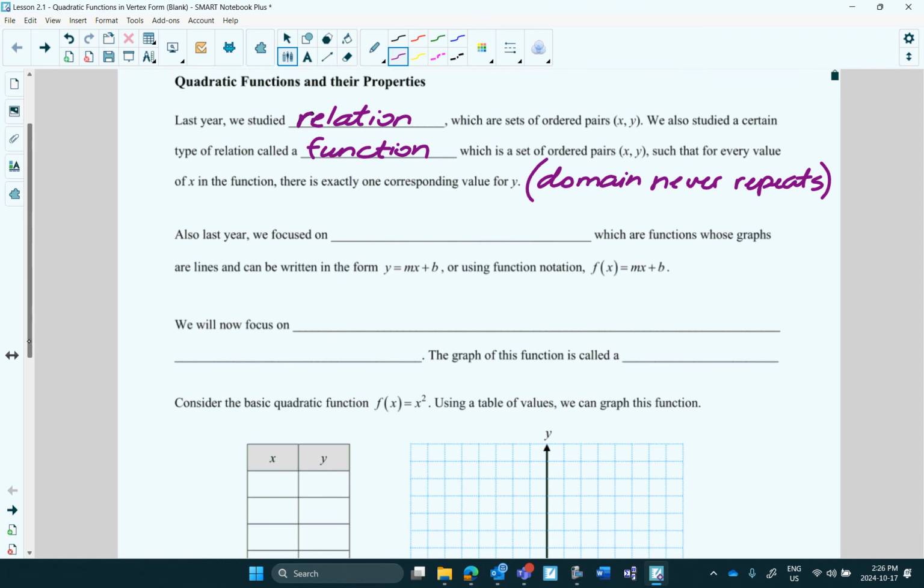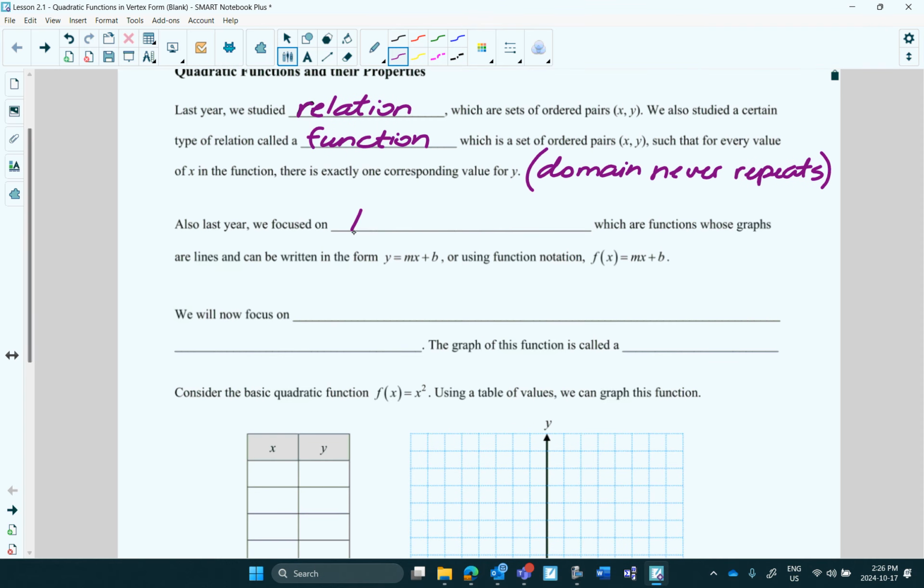So last year, we focused on linear functions. Why do we call them linear functions? Because every single one of them is a function, except for a vertical line. And when you graph them, they form a line. So that was last year. That was the big focus last year, and this was the big formula we used last year to help us, y equals mx plus b. Okay. Now we are going to focus on something called quadratic functions.